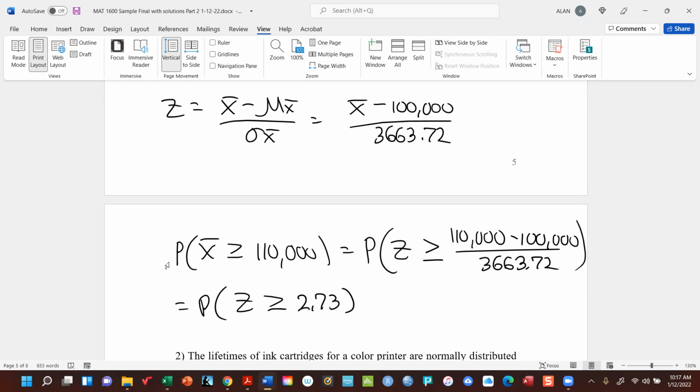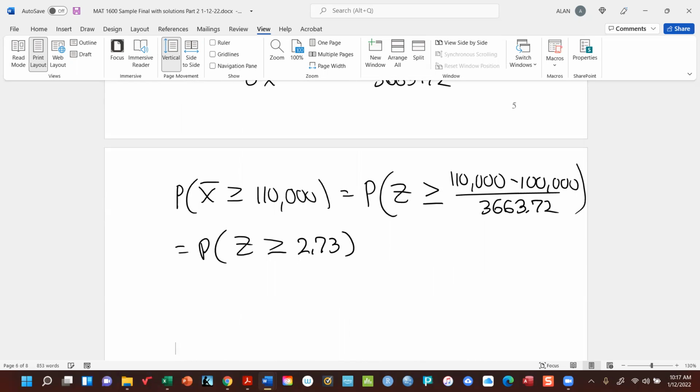Make it 2.73. Now, of course, this is a greater than or equal to probability, which means we can't look it up directly in the table. What we have to do is this.